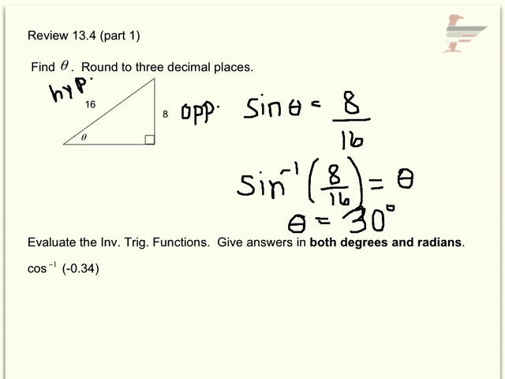Then it says here, evaluate the inverse trig functions, give answers in both degrees and radians. So just take a second, pause the video, see if you can get the answer in degrees and radians, and then check your answer. So in degrees, it is 109.9 degrees, and in radians, it is 1.92. Remember, you go to your mode button, and radian and degree should be an option right next to each other. You always want to be real conscientious of what mode you're in.